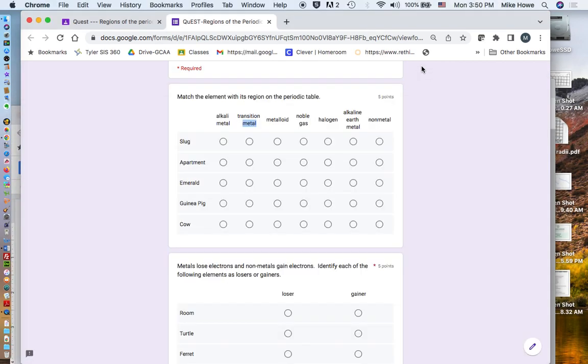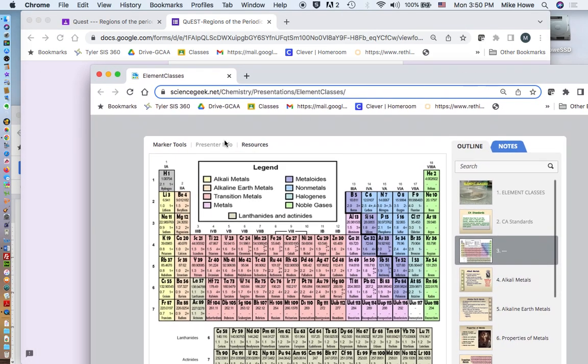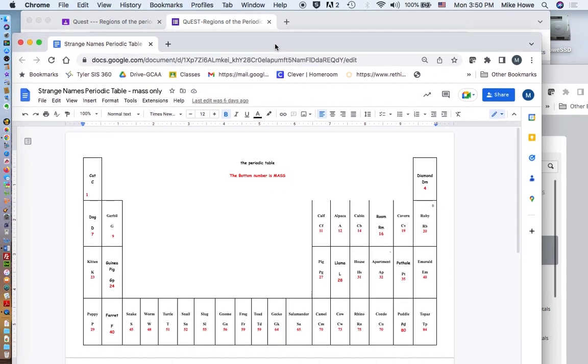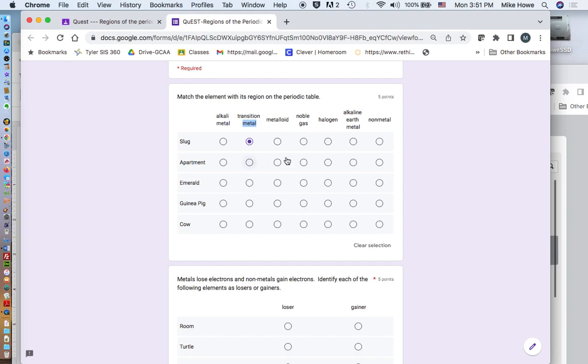So if we go up to the first question, slug. We find slug on a strange names periodic table. I don't know where slug is. Right here, slug is in the middle of this little area here. That's in what would be called the 3D sublevel. So that would be a transition metal.